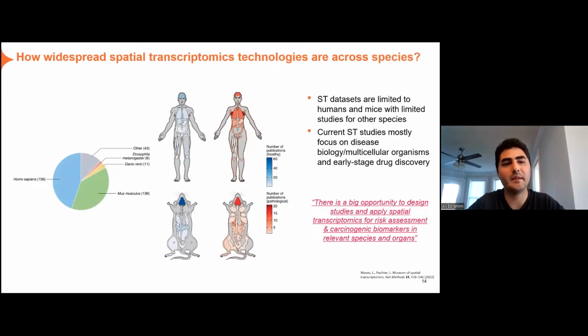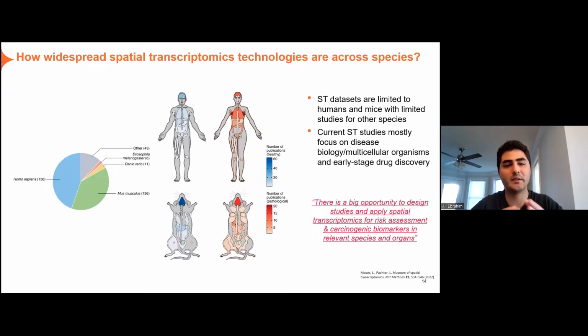When we look at how widespread these data sets produced for spatial omics are, in terms of species and specific tissue types analyzed, we can see that they're very much biased toward human and mice. And within these two species, most studies are from brain, and very little data are still available for other organs.